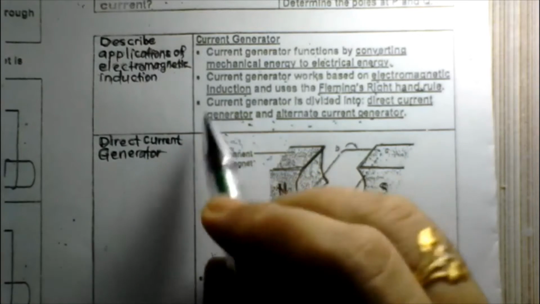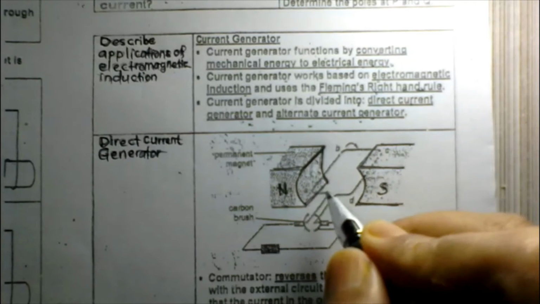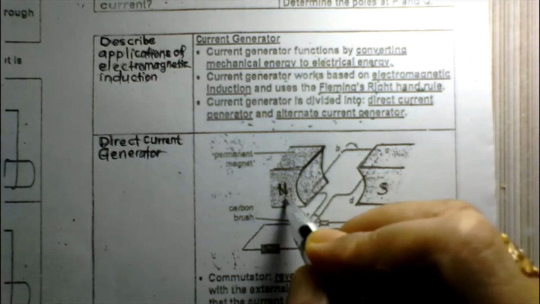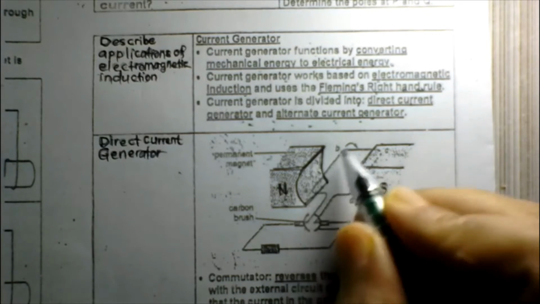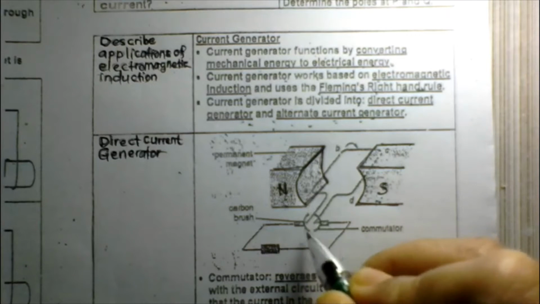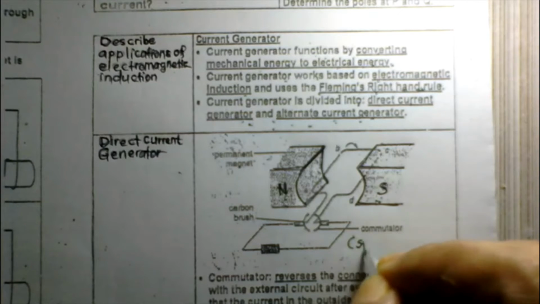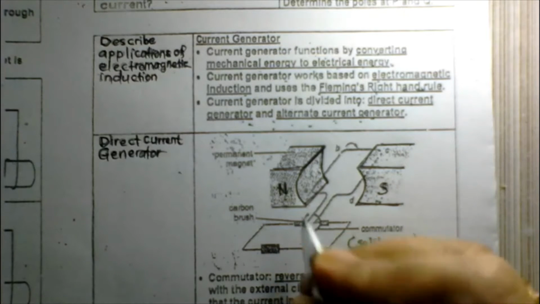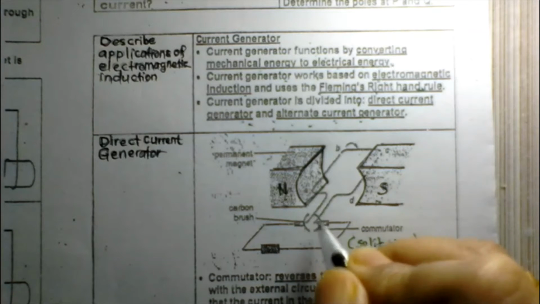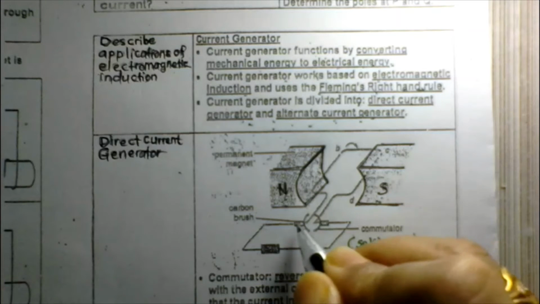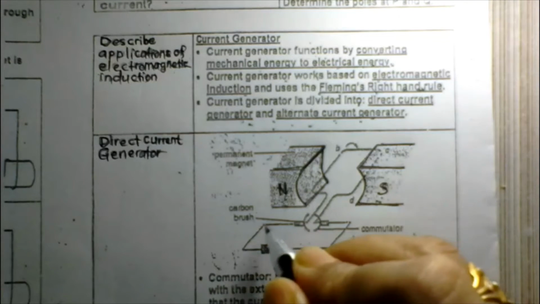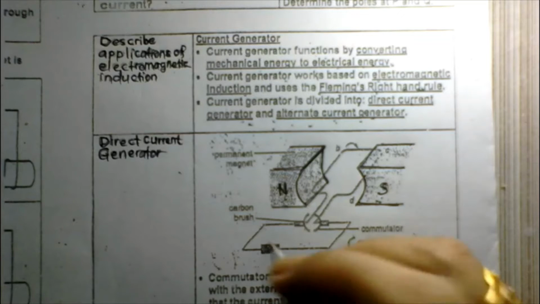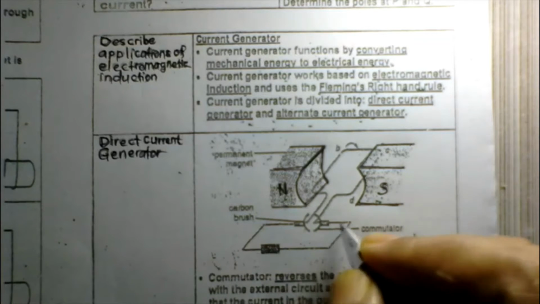Look at the first one, the direct current generator. This is the diagram that shows we have a coil or wire, and this is the permanent magnet, north pole and south pole. You can see the coil or wire is connected to a commutator, also known as a split ring commutator. Half of the ring is connected to a carbon brush, left and right. We can put here a galvanometer or a bulb, just to have a complete external circuit here.